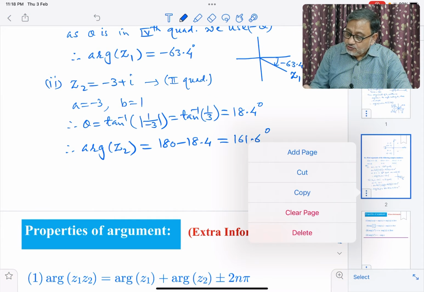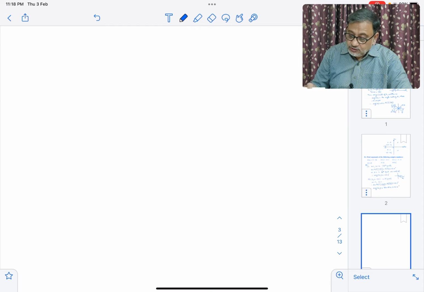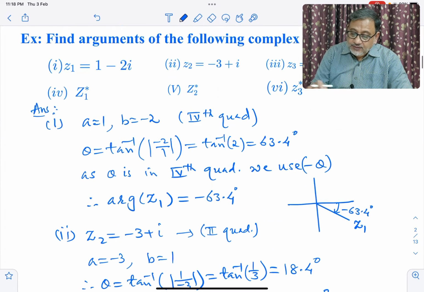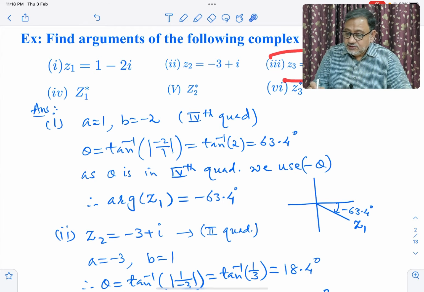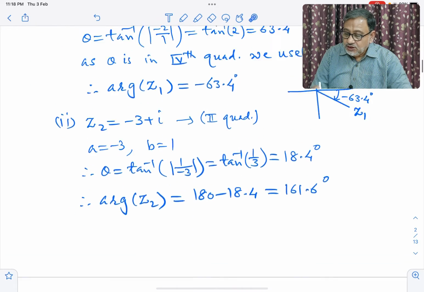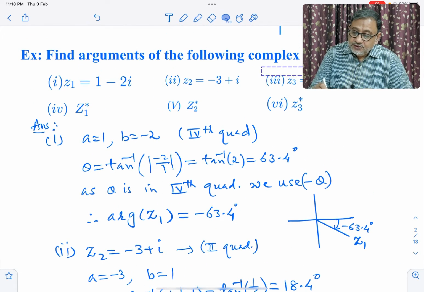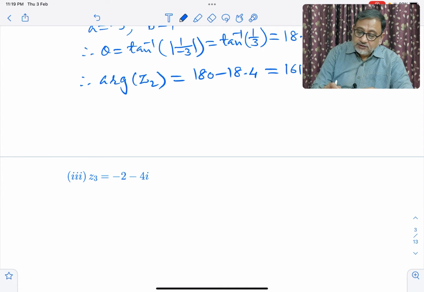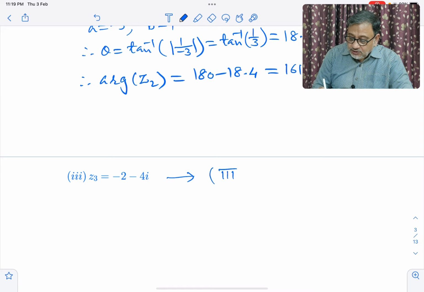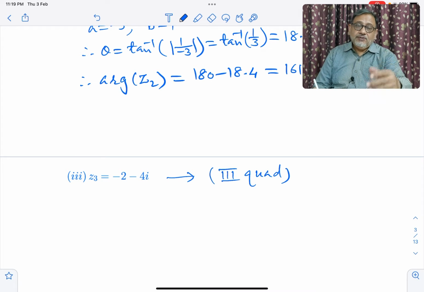Let me solve few more questions before I go to the properties of the argument. Okay. Now third part says Z3, the third complex number is minus 2 minus 4i. Let me copy it as it is. Yeah, this is the third complex number. So here, where is it? So I hope you remember it. It is in the third quadrant. Okay, both negative. Real part negative, imaginary part negative. So it will be in the third quadrant.